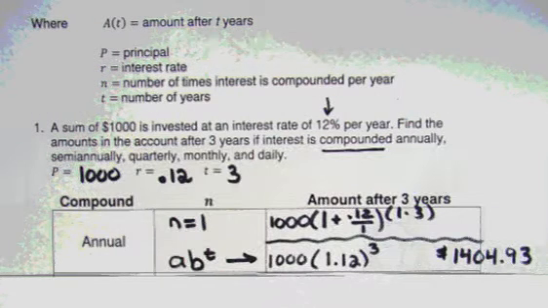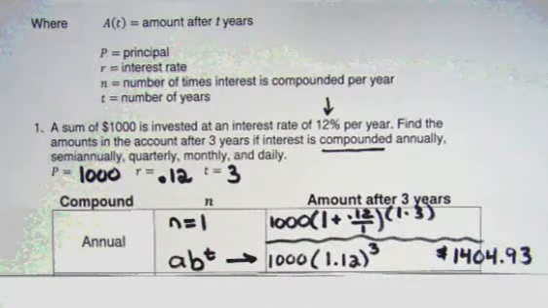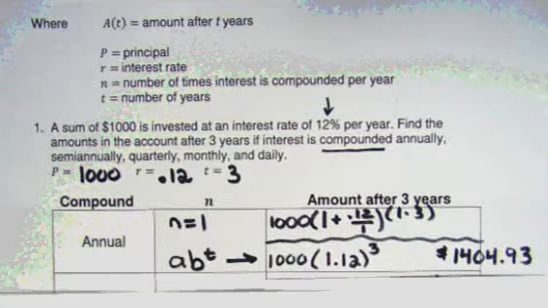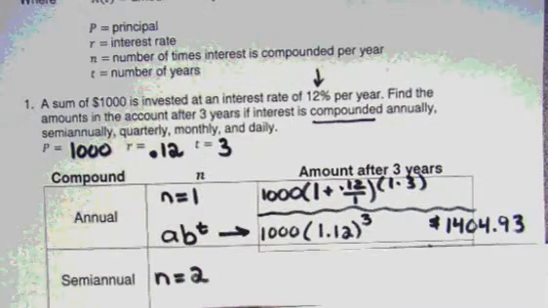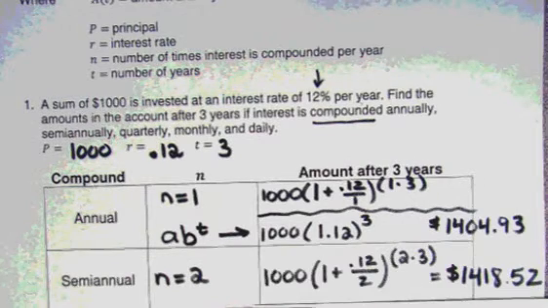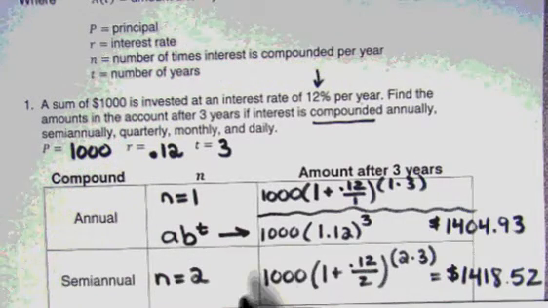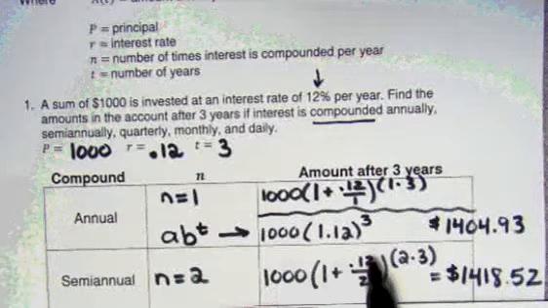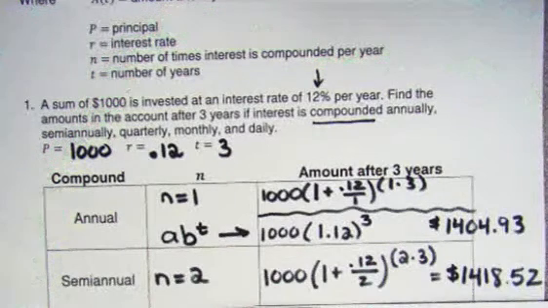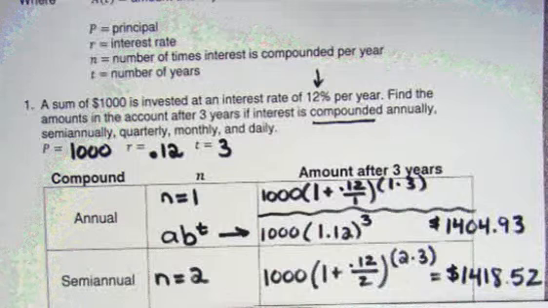And of course, for money, we'll round to 2 decimal places. Okay. So for semi-annual, I'm going to use an N value of 2. And then you'll notice I'm using the same initial information. So I have $1,000, still growing at 12%. But when it's semi-annual, they're going to pay me that interest in 2 payments.